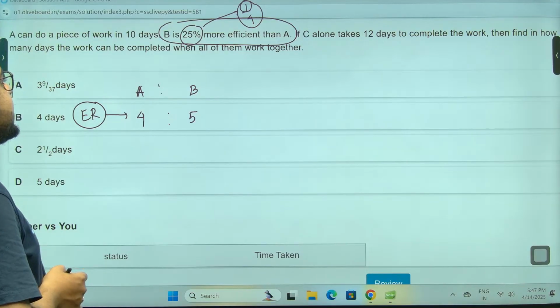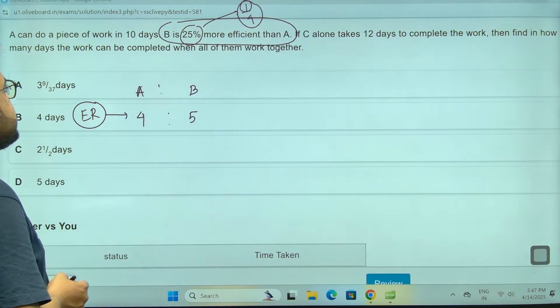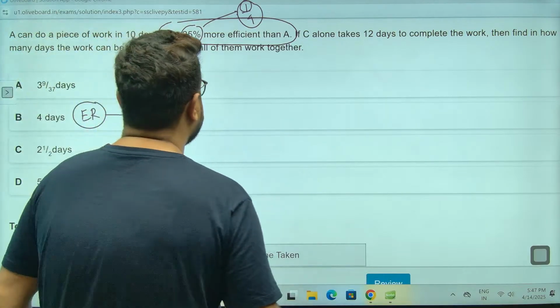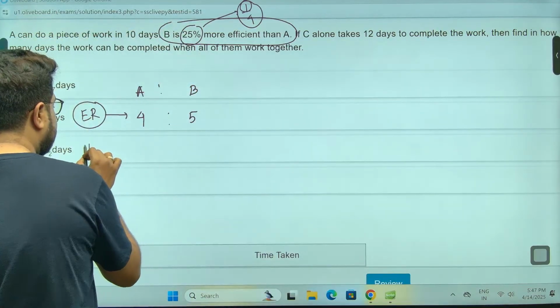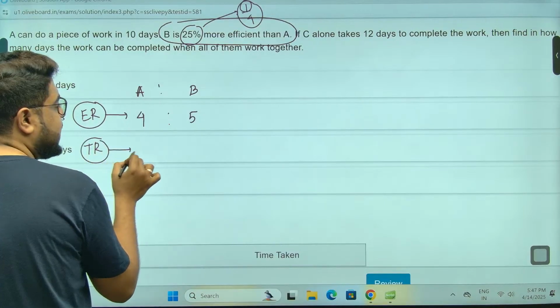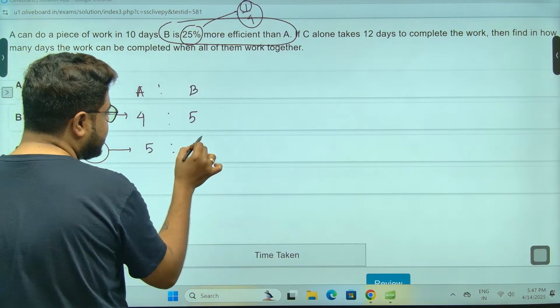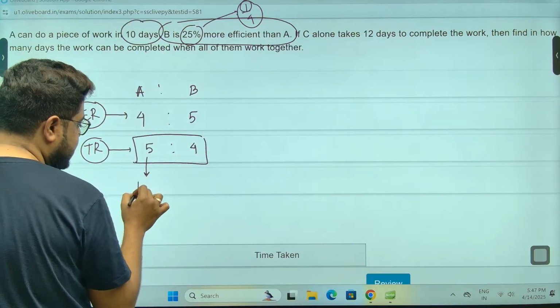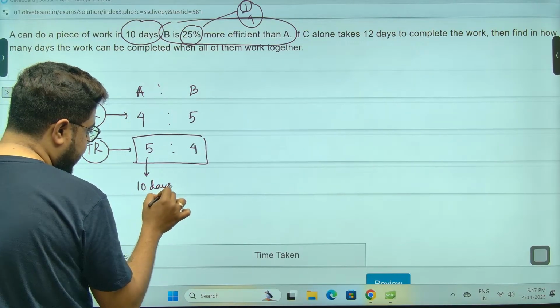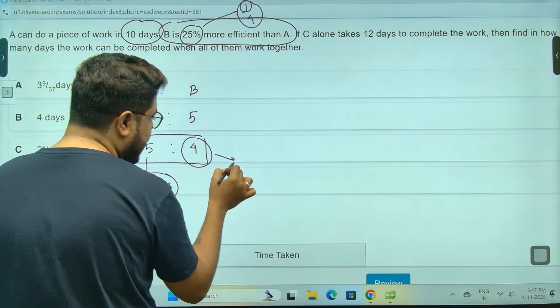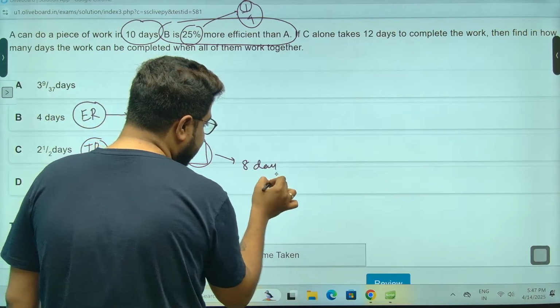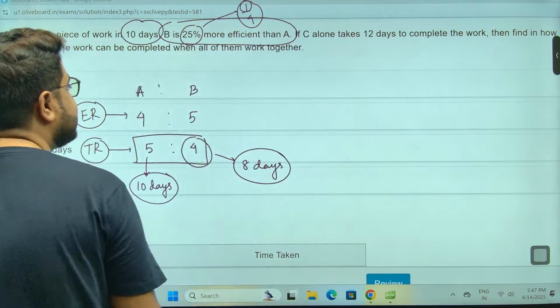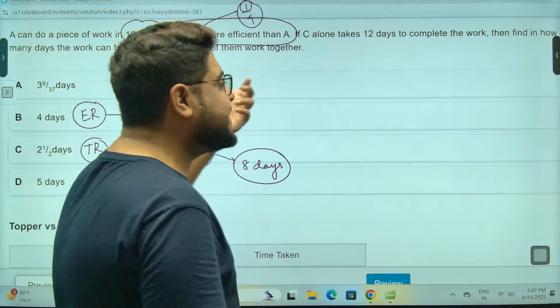Time लेके तो कर सकते हैं LCM, but direct कर सकते हैं क्या? Yes, we can actually. So let's do one thing, sir. Then time ratio will be what, sir? Time ratio will be opposite, sir. 5:4. Now this much we know, sir. A takes 10 days. Then by this ratio, B will take how much, sir? B will take, sir, 8 days. And C actually takes 12 days. You see, it's very simple now.